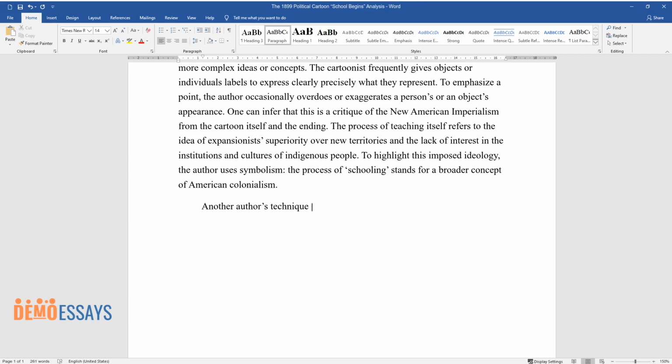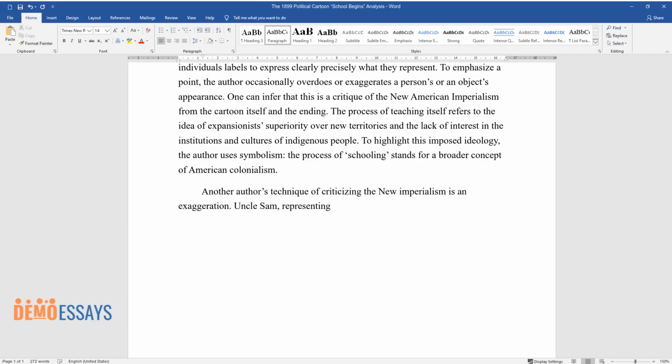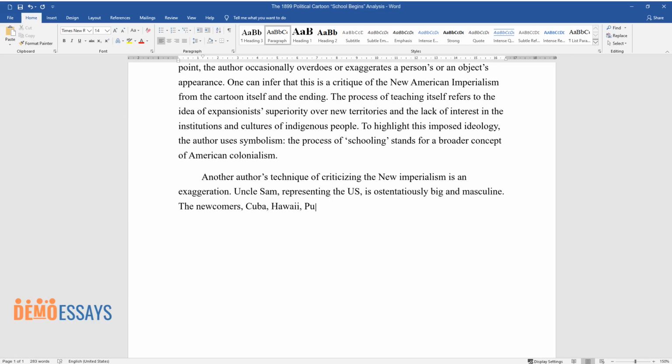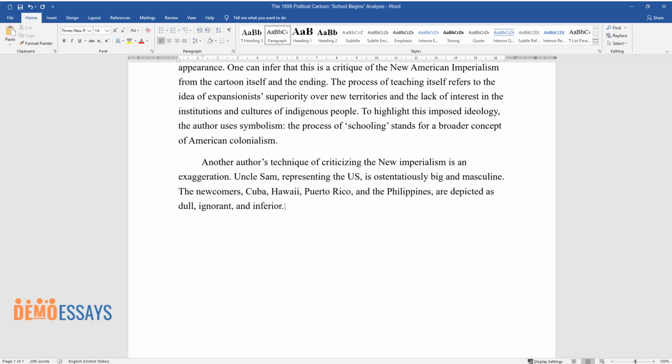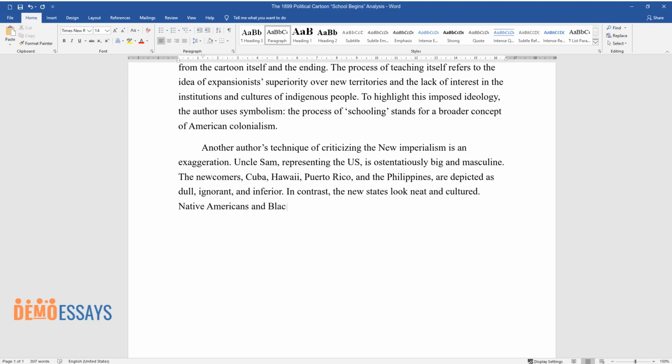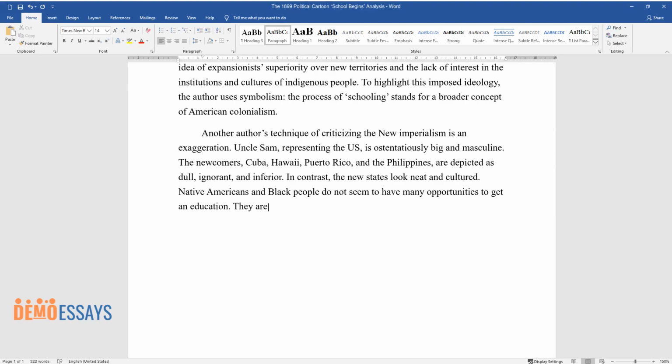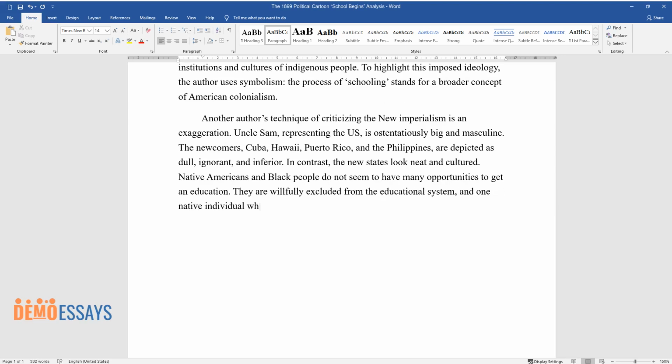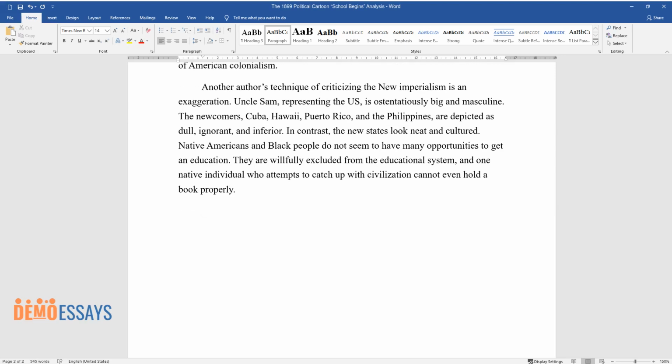Another author's technique of criticizing the new imperialism is exaggeration. Uncle Sam, representing the U.S., is ostentatiously big and masculine. The newcomers, Cuba, Hawaii, Puerto Rico, and the Philippines, are depicted as dull, ignorant, and inferior. In contrast, the new states look neat and cultured. Native Americans and black people do not seem to have many opportunities to get an education. They are willfully excluded from the educational system, and one native individual who attempts to catch up with civilization cannot even hold a book properly.